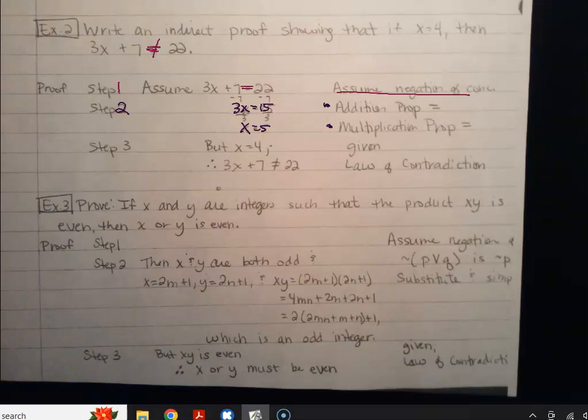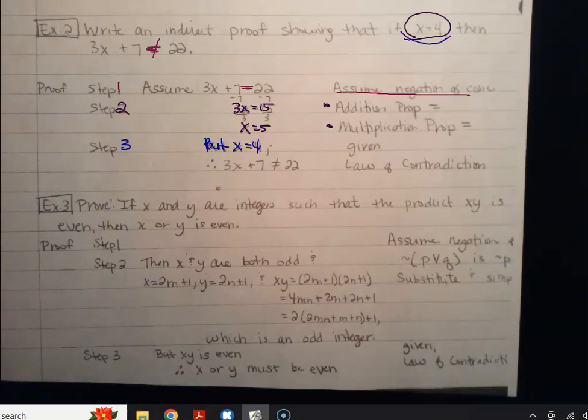So we reason to a contradiction that's on the same level as x equals 4. We got x equals 5, but it's a contradiction. So now we're ready for step 3. Step 3 was you're going to conclude that the assumption must be false and that the statement you're trying to prove is true. So here, step 3, we have, but, I love that, but x equals 4.